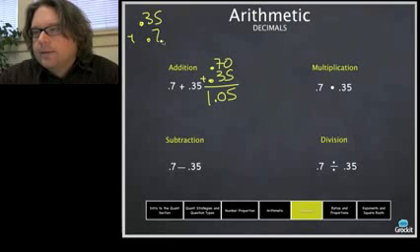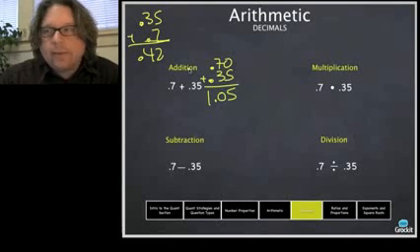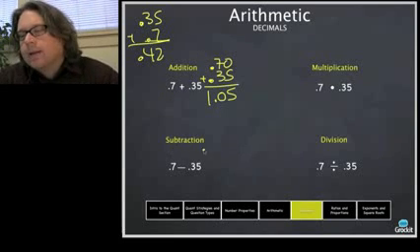rather than, if you did 0.35 plus 0.7, you could get 0.42 because you'd be adding 7 to 35 incorrectly. So line them up, put in dummies to make sure.